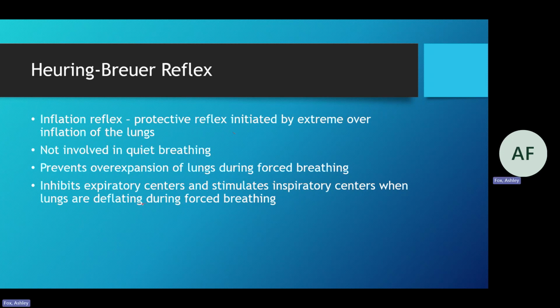So when your lungs are inflating, it'll stop and then it'll inhibit the dorsal respiratory group and go to the ventral respiratory group to cause expiration. And then we also have inhibiting the expiratory centers and stimulating the inspiratory centers when the lungs are deflating during forced breathing again. So we have both ways. We're preventing overinflation, and we're also stimulating breathing normally when we get back to when the lungs are deflating.